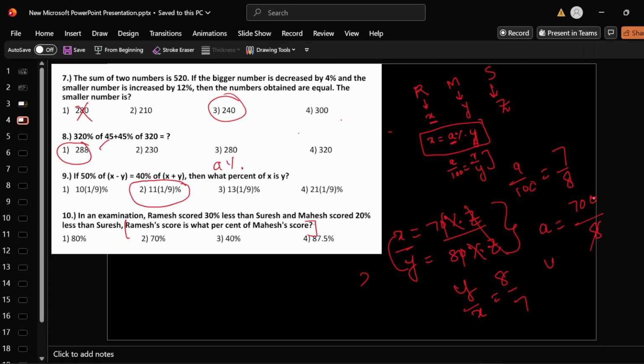8 into 12.5 will be getting 100. So 12.5 into 7. 7 fives are 35. 7 twos are 14, 7 ones are 7, so 87.5 is our answer.